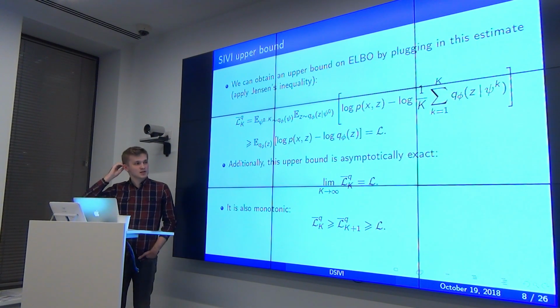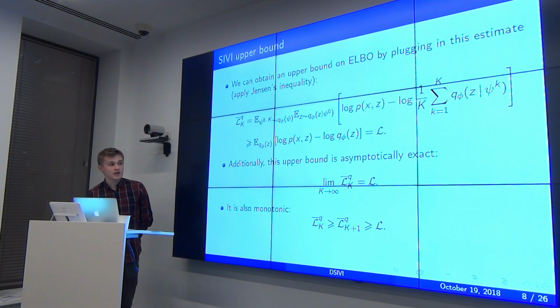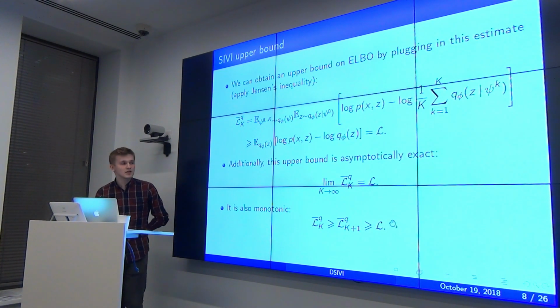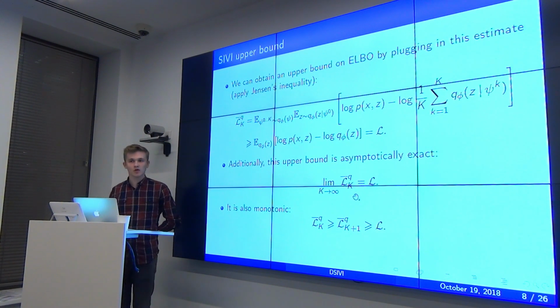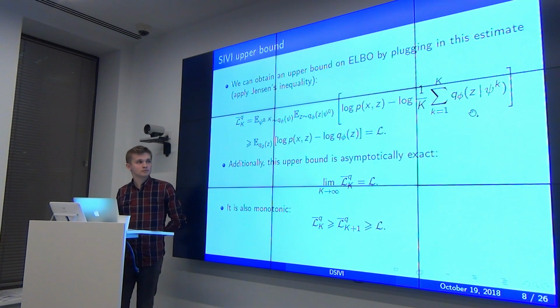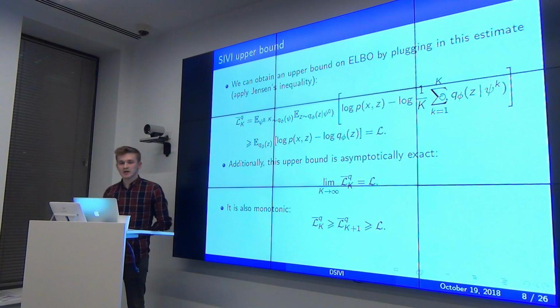This upper bound has some nice properties. It's monotonic with respect to k, and it's asymptotically exact. When k is infinite, we just get our ELBO. That follows from the law of large numbers, because this averaging converges to the expectation with respect to q(psi). Yeah, exactly.